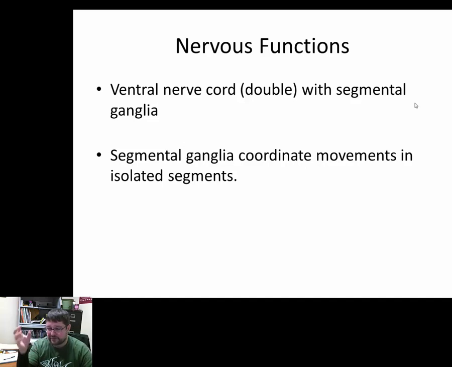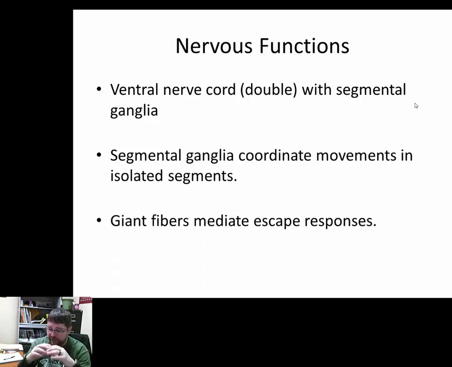Okay? So again, like I said, the segmental ganglia, just like we talked about before when we were talking about other organisms that can move through a water column and have these ganglia that occur in regions of their body, the segmental ganglia coordinate individual movement within the segments. So they can isolate segments and they can fire just muscles within that region, or they react to stimuli just in that one region.